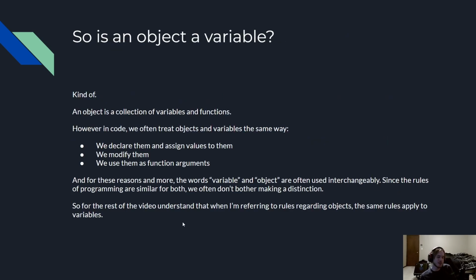So, is an object a variable? Kind of. An object is a collection of variables and functions. However, in code, we often treat them exactly the same. We declare them, we assign them values, we modify them.